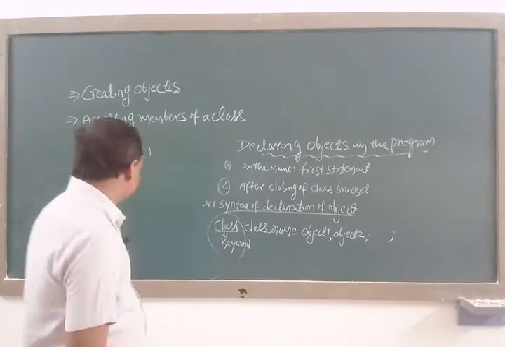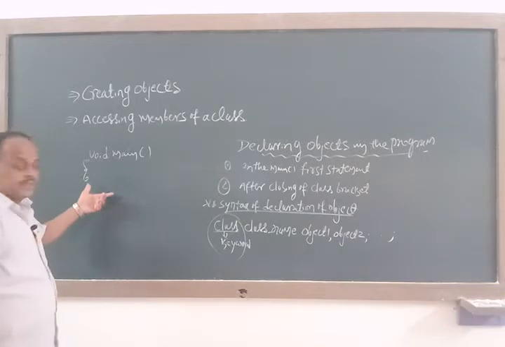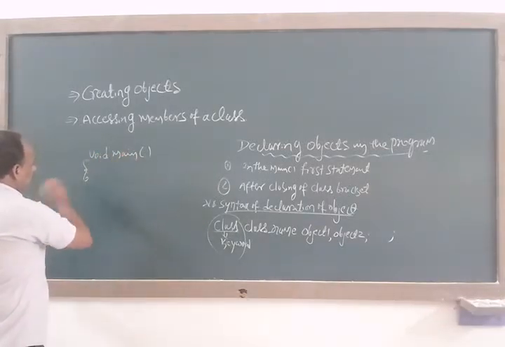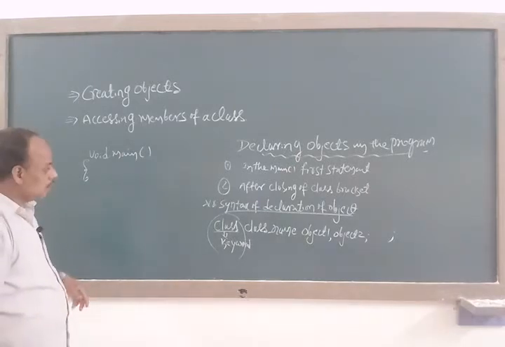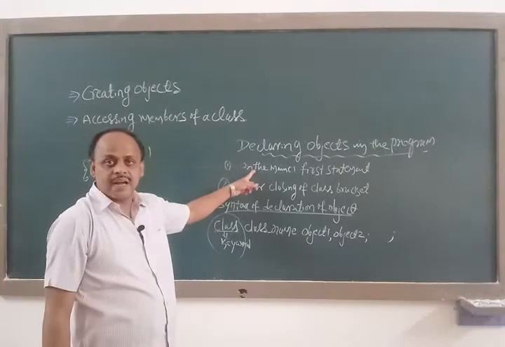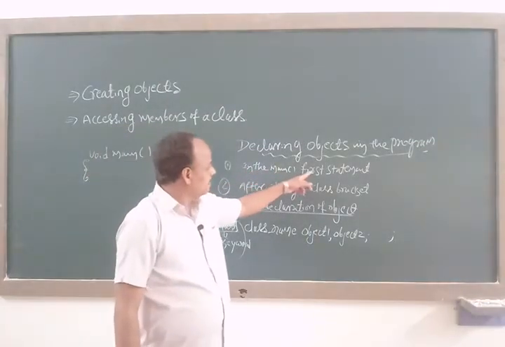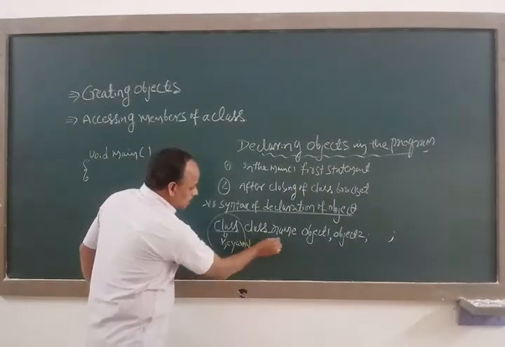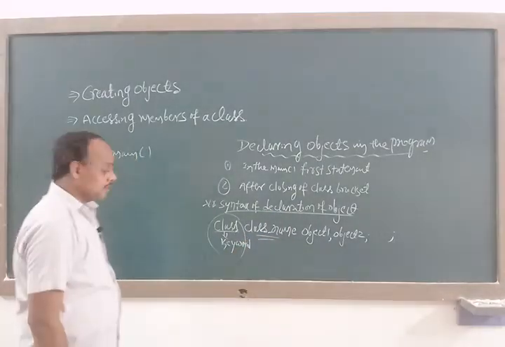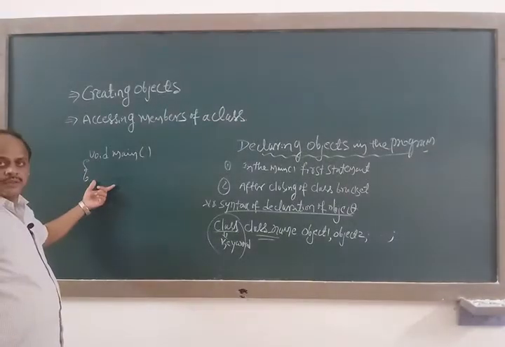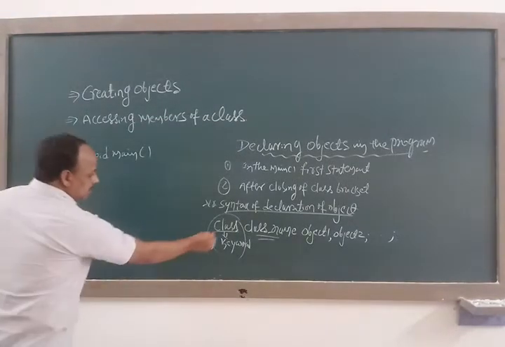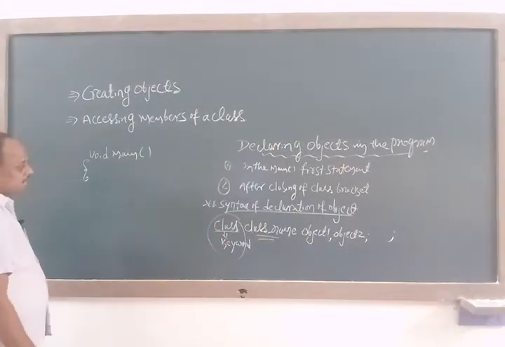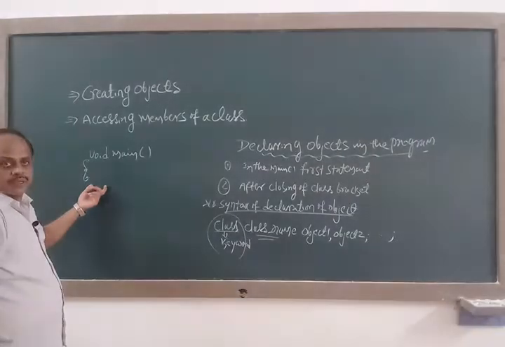Now let us see how to implement this syntax in programming. Void main, open flower bracket. In the main function is where we have to declare objects, as the very first statement of the main program. Therefore, we have to take this syntax into the main function's first statement. The keyword class is optional, so leave it. So what is the class name? First we have to write the class name.